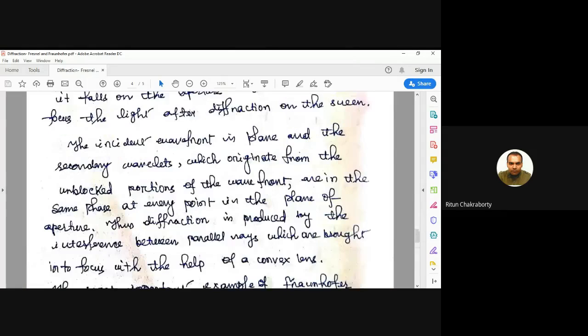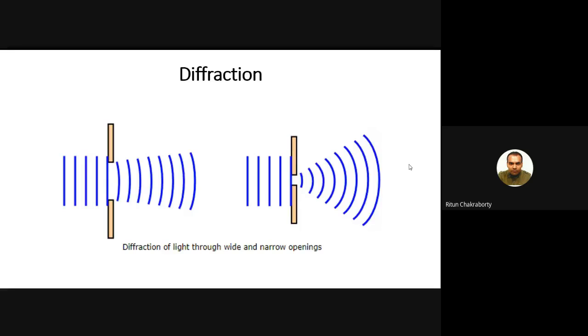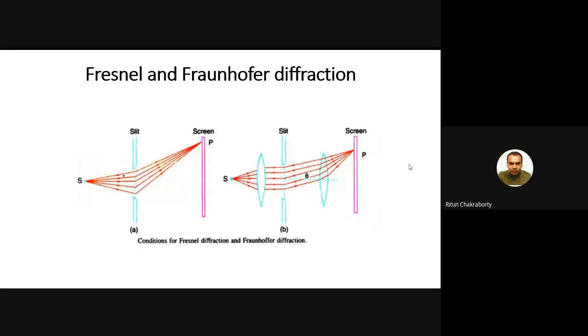Now I am stopping this, and I am going to the PowerPoint, and I will explain the PowerPoint to you. And this particular figure you'll see, Fresnel and Fraunhofer diffractions. So the condition for Fresnel diffraction and Fraunhofer diffraction. Fresnel diffraction, what is going on? You have a source here. You have a slit through which light passes, and light gets deviated from the linear path, and they fall on the screen. The screen is this one at the point P.